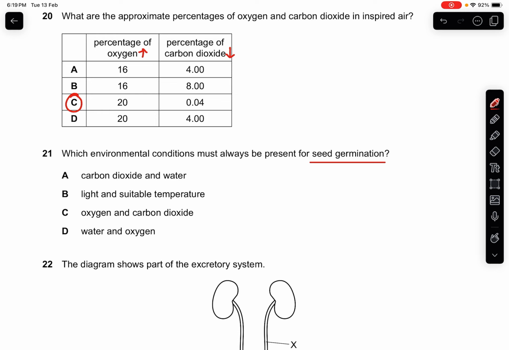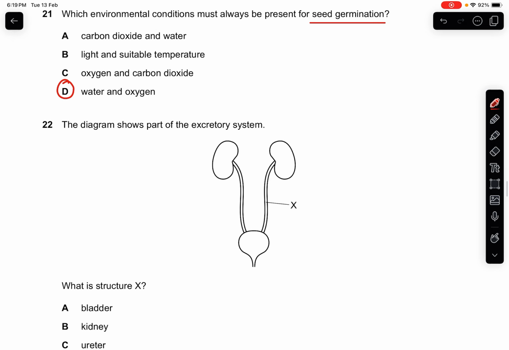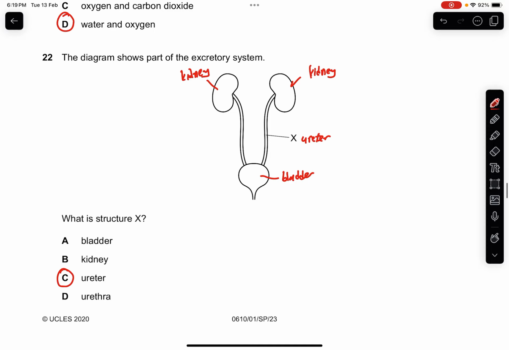They will be using oxygen but not carbon dioxide anymore. So the answer for this would be D. Question 22. The diagram shows part of the excretory system. So these are the kidneys. If you can see, there's 2 kidneys we have in our human body. And what links to the bladder is the ureter. So the answer is the ureter.